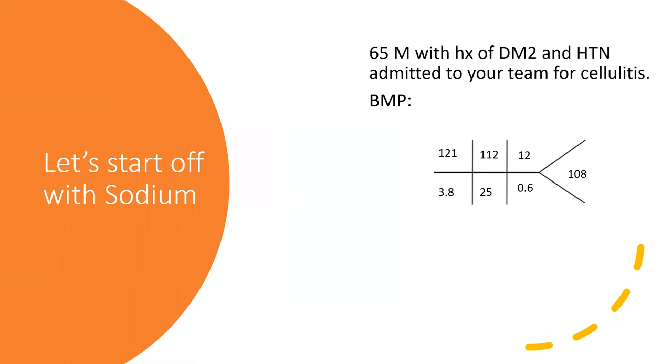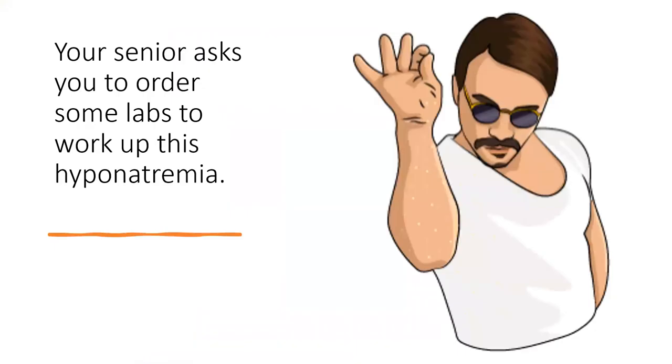Our patient's a 65-year-old with a history of diabetes and hypertension. He's admitted for treatment of cellulitis, but you notice a sodium of 121. So it's, what, day four right now? Your senior says, work it up. So you guys are going to work this up. Any thoughts on what you would be ordering to work up this hyponatremia?